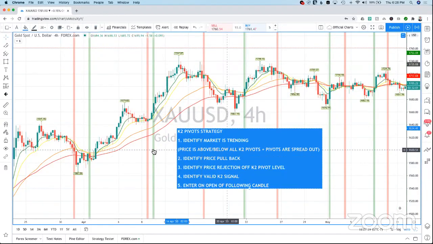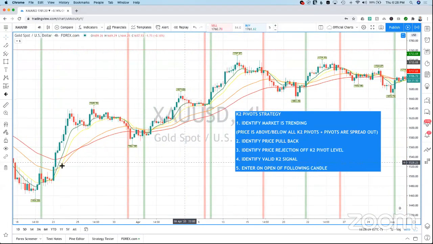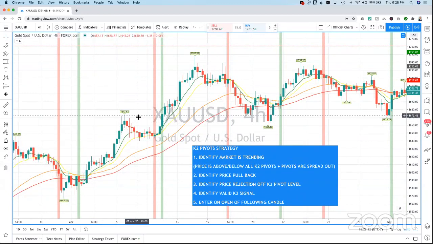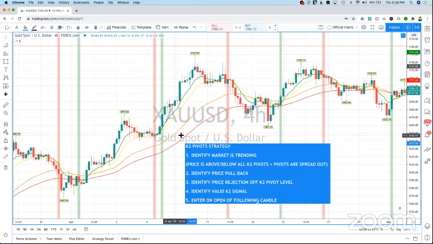Right here, we identified price is trending upwards. Next, we identified a price pullback. So price shot up, retraced right here. This is a pullback. And then we identify a price rejection off a K2 pivot level. So right here, price shot up in the direction of trend, pulled back right here, and rejected off level 2 about 12 times. So that's a strong support area. So we identified the trend, we identified the pullback, we identified the rejection right here.